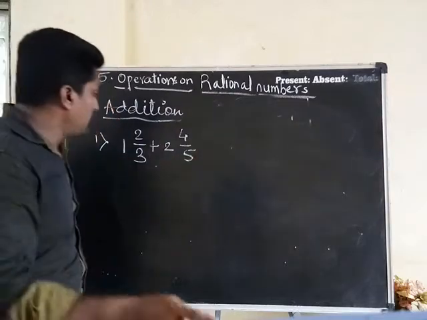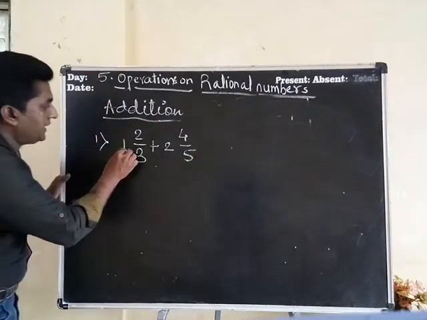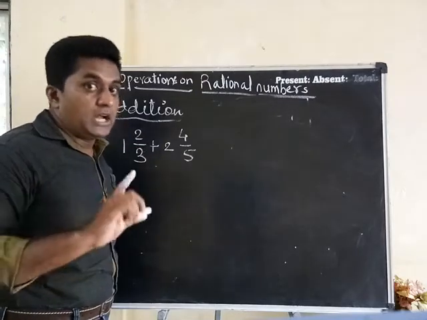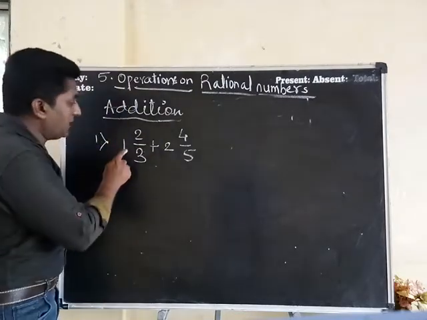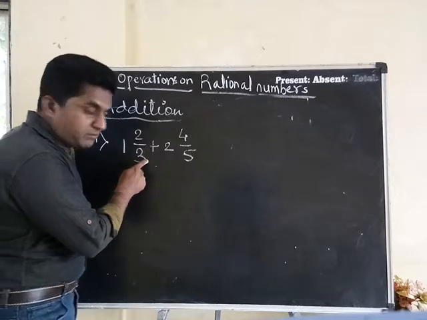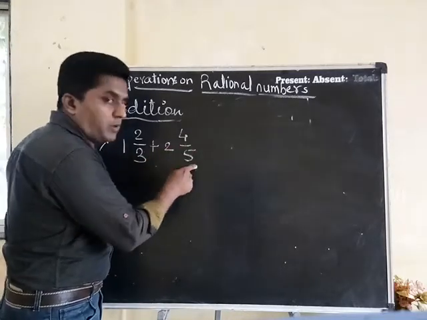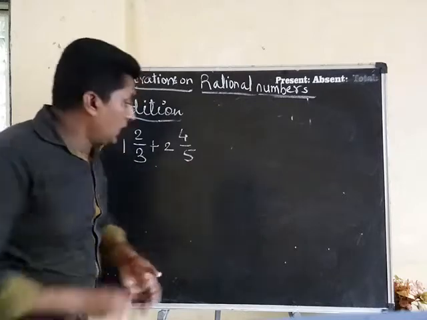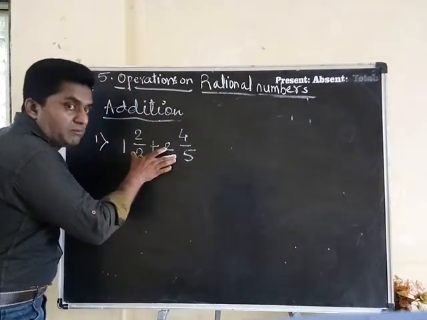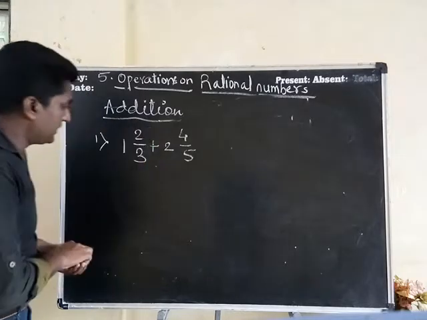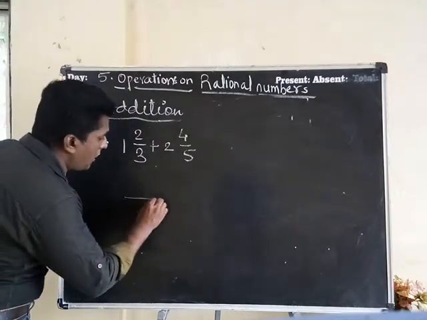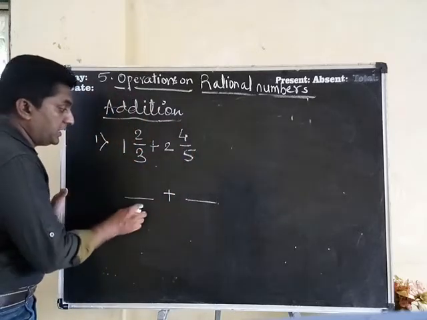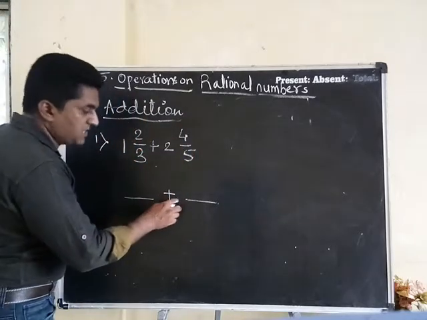So remember everybody, 1 and 2 upon 3 is called a mixed number. It is not a fraction. 1 and 2 upon 3 is a mixed number, and 2 and 4 upon 5 is a mixed number. Now what we have to do? Convert these mixed numbers into fractions first. How? Make a line of upon, plus, and upon.